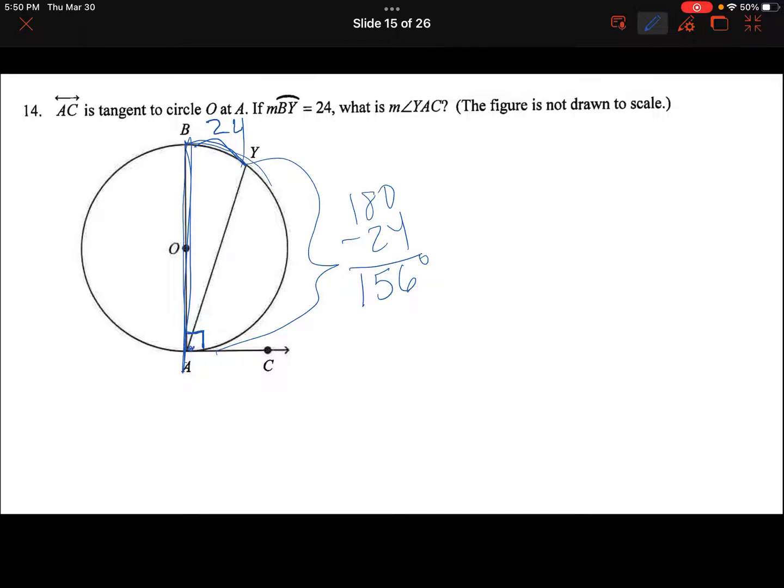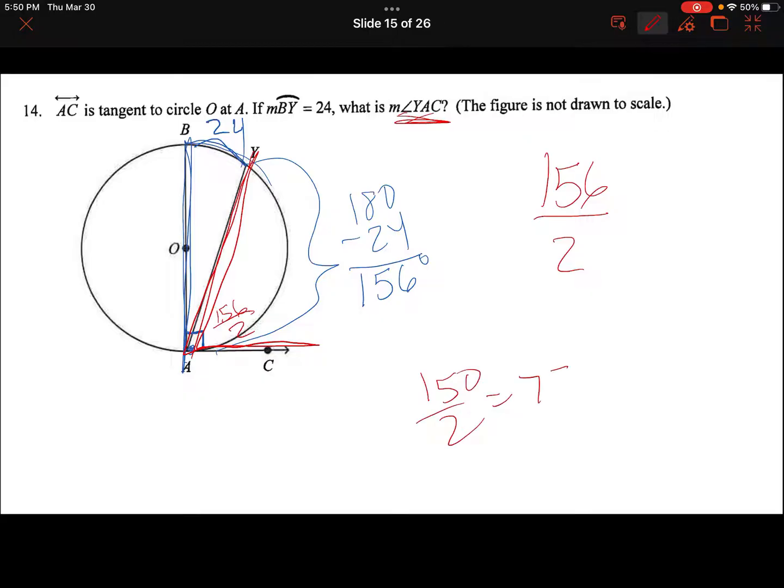This is an inscribed angle, so the inscribed angle is going to be half of that. That's what we're looking for here, angle YAC. So we want 156 divided by 2. Well, 150 divided by 2 is 75, and 6 divided by 2 is 3. So 75 and 3 is 78. All right, so that was an angle, so 78 degrees.